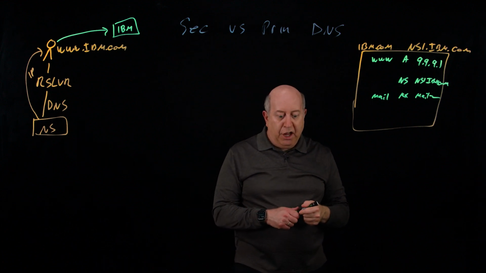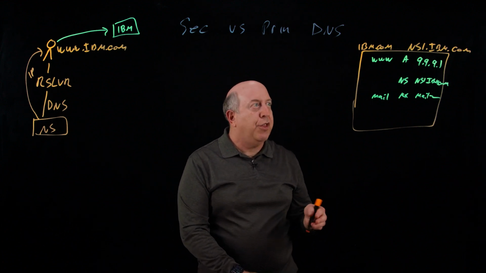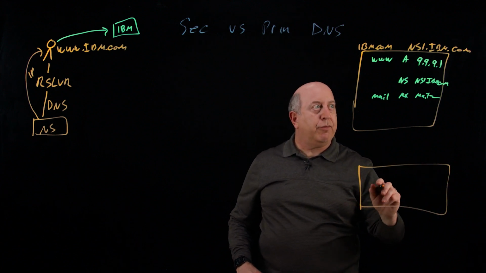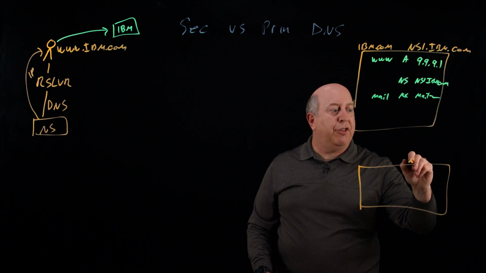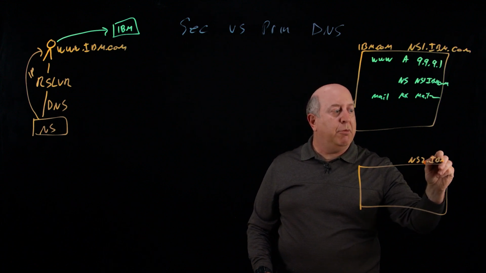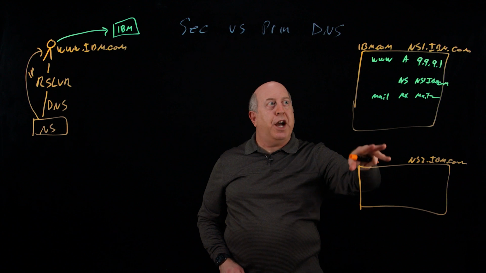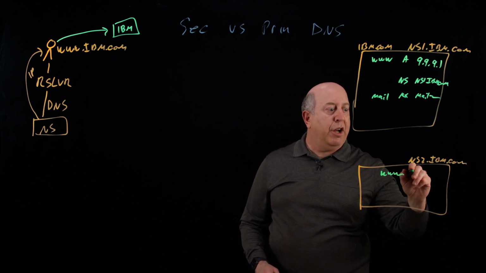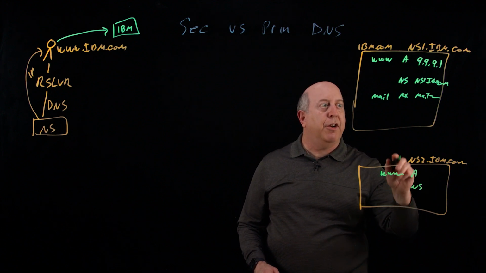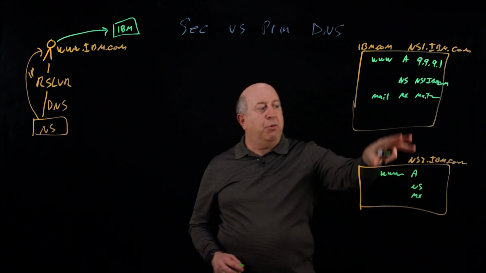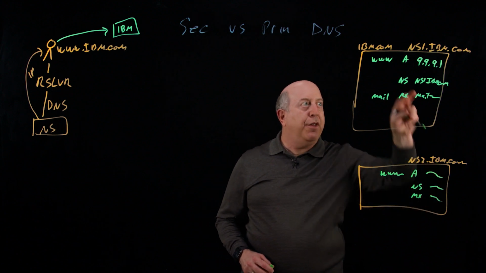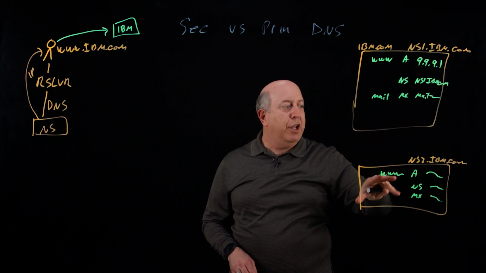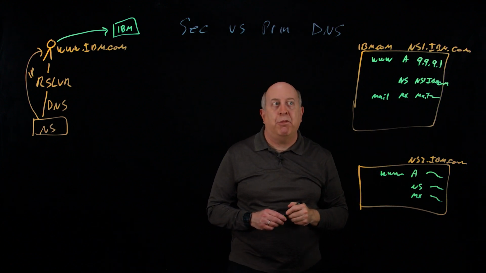And to do that, I'm going to set up a second server with a complete copy of this same zone. And I'm going to call that server ns2.ibm.com. And I'm going to make a full copy of everything that's in there. So I'm going to create the www record, the A record. I'm going to create the NS record, and I'm going to create the MX record. So it's a full copy of everything that I originally configured on the ns1.ibm.com zone. We'll make a copy in the ns2.ibm.com zone.